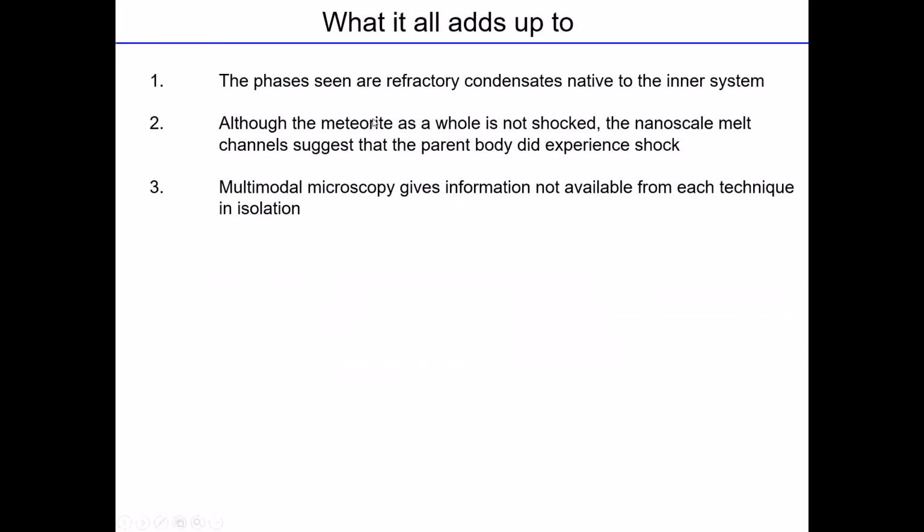So what they find is that all the phases seen are refractory condensates from the inner system. And although the meteorite as a whole is not highly processed, there's nanoscale bits that show that there was some shock someplace. And the multimodal microscopy gives you information you can't get just from any technique by itself. You have to do all of them.